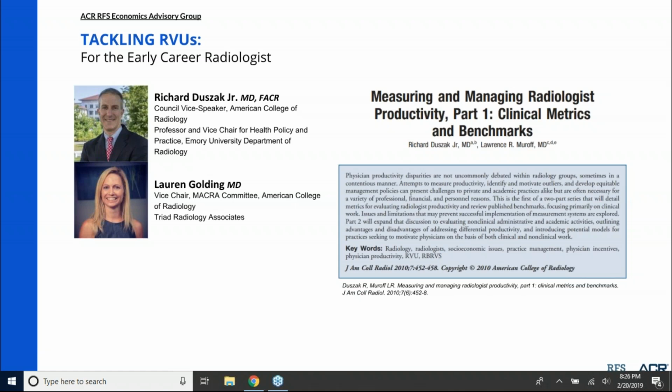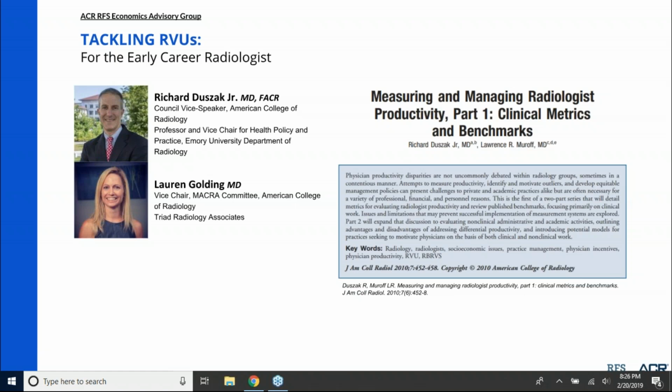I'll try. I do have several hours. This is not a simple process. I'll give you a really brief overview. So the RUC stands for the Relative Value Update Committee, or the Relative Value Scale Update Committee. And basically, they have the task of assigning RVUs to CPT codes.